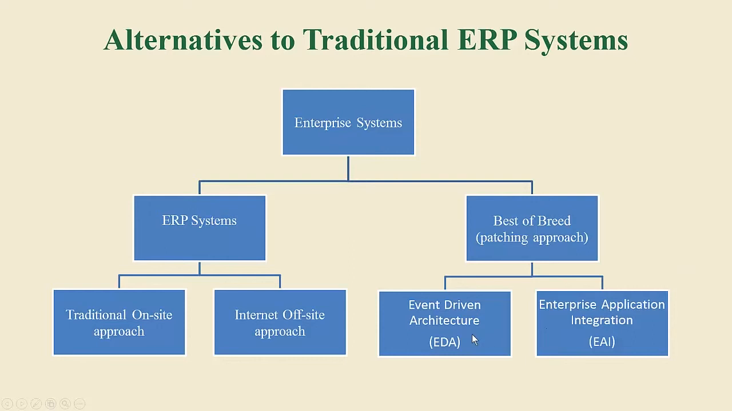So the difference here between an EDA and an EAI: the EDA uses the internet model, network model, to patch together your various modules and is referred to as a push model. Enterprise application integration does not use that kind of model, but more of a traditional patching of different systems, and is called a pull system.